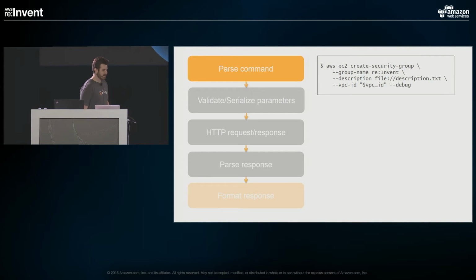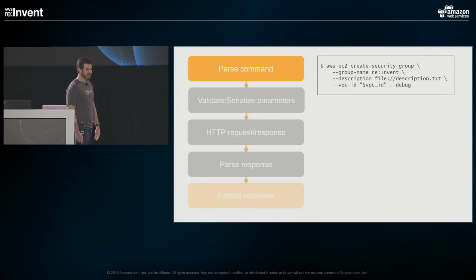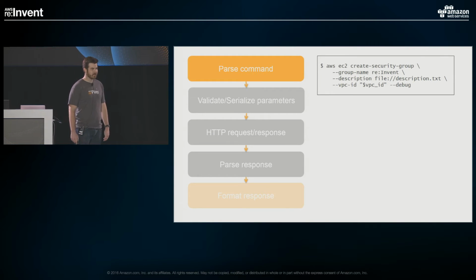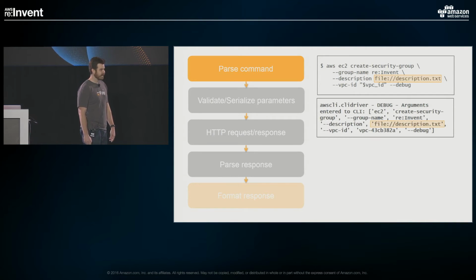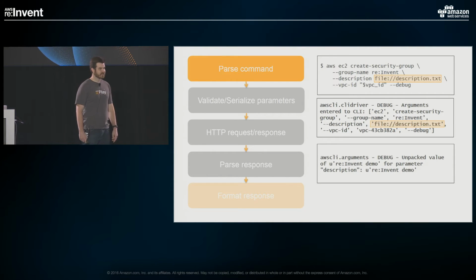Another log message that I like looking at is when you use file parameter notation. So when you want to express the contents of the file with a file:// notation. So when you first look at the arguments entered, you'll notice that it hasn't been parsed yet. But later down in the log messages, you can actually see what the contents of that file were and figure out what value you're actually passing to that API call you're making.